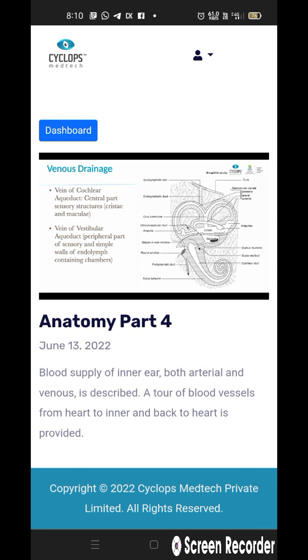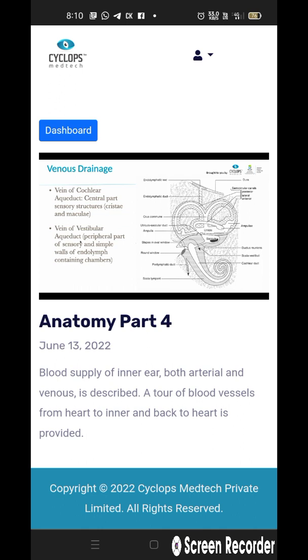In the ampulla of the semicircular canals, we have the cristae. Then in the utricle and saccule, we have the maculae, the main sensory part. The central part of the sensory part of this cristae has its blood supply, the venous drainage by tributaries, which will ultimately end in a vein called the vein of the cochlear aqueduct. All these branches will end up in the vein of the cochlear aqueduct.